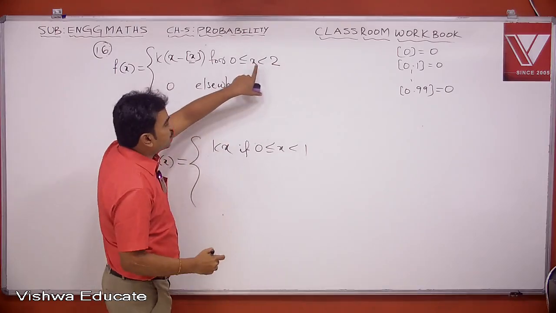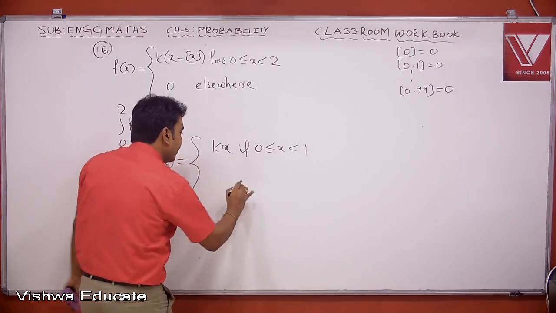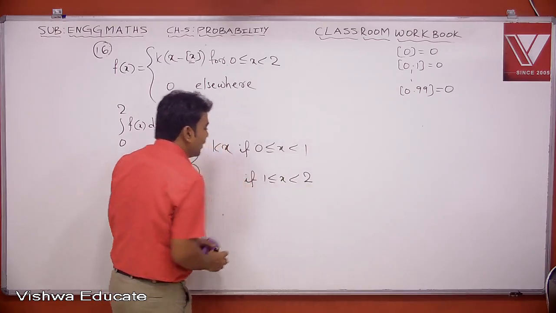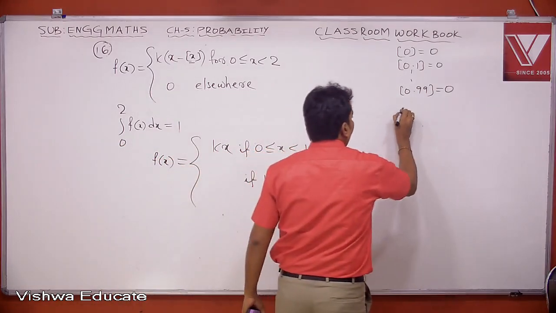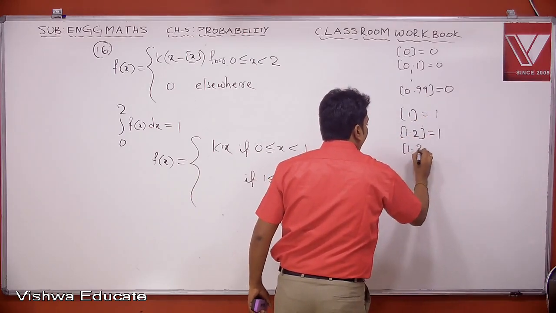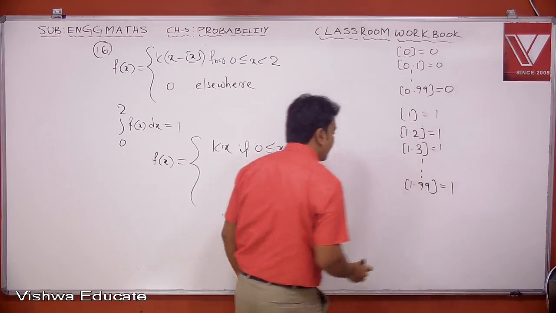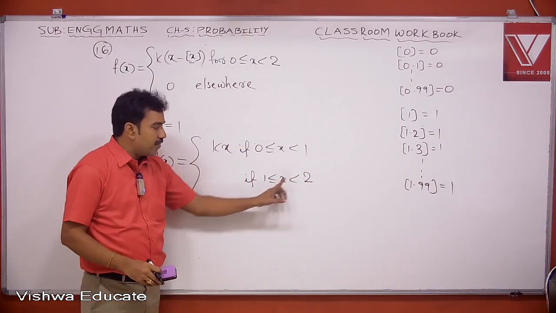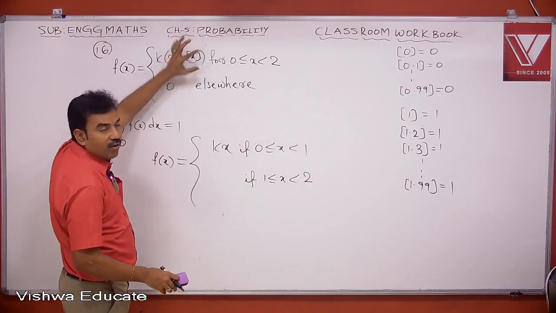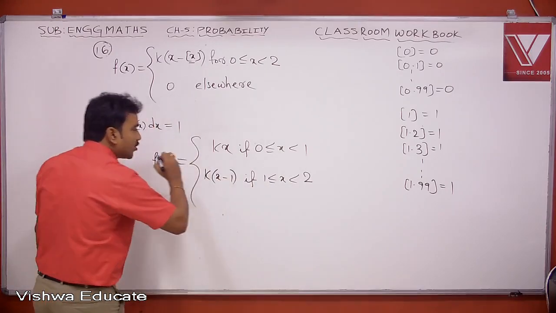But in between these limits, 1 has to be included. But here I did not include 1. In the next iteration, I include 1. So this is if 1 less than or equal to x less than 2. So when you take 1, the integral part of 1 is 1. Integral part of 1.2 is 1. Integral part of 1.3 is 1. So continue up to the integral part of 1.9 and this becomes 1. Therefore, when x is starting from 1 but up to 2, 2 is not included, its integral part is 1. So this will be 1 only. Therefore, if x lies between 1 to 2, this becomes k into x minus 1.